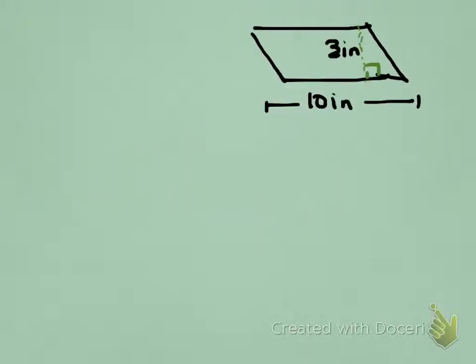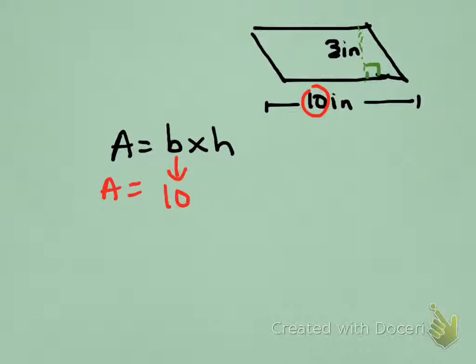In this example, we need to find the area of the parallelogram. Knowing our formula, we know that the area equals base times height. So we just compare the numbers. The base here is 10, so we replace the b with the 10. And the height is 3, so we replace that with the 3. We multiply that. Because we're dealing with area, our answer is going to be 30 square inches. Simple enough.